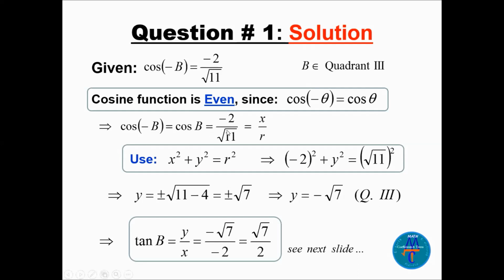Cosine of b, cosine of minus b, is minus 2 divided by square root of 11. This is x over r. I can use x squared plus y squared is equal to r squared. Square the x here, square the r, and then find y. So it will be plus or minus square root of 11 minus 4, plus or minus square root of 7. Which one do I take? If angle b is in quadrant 3, then x and y are negative. Remember that. So if I need tan of the angle b, it's y over x, minus square root of 7 divided by minus 2, and then it will be positive. Tangent function in quadrant 3 is positive.